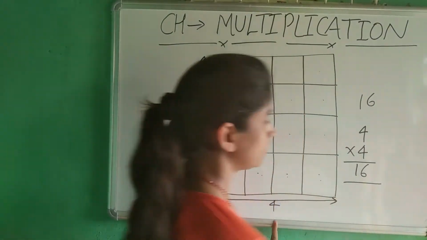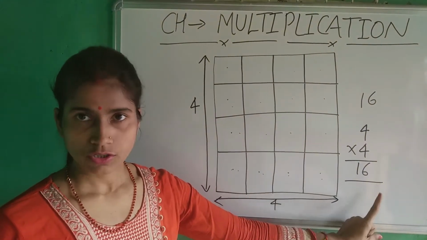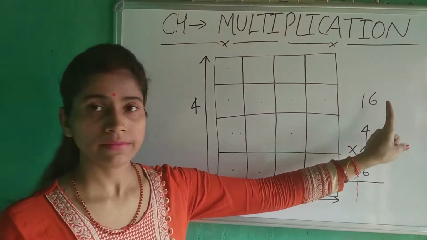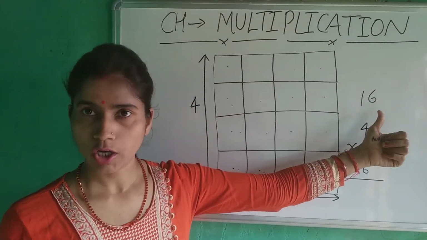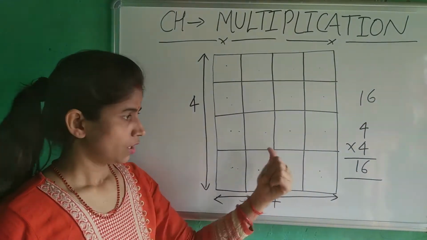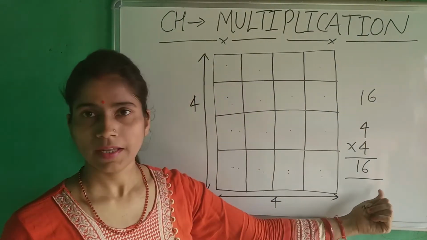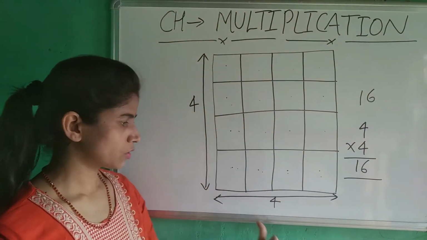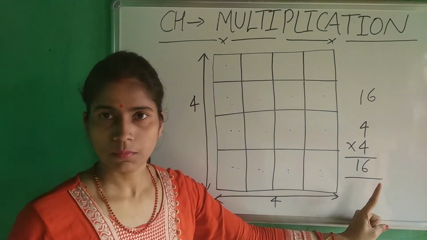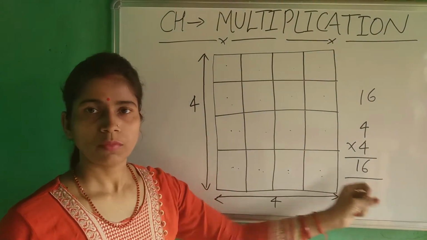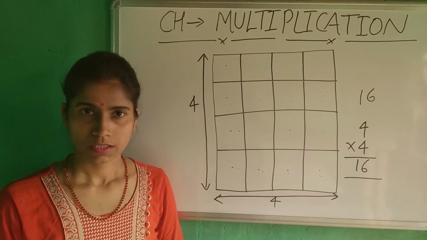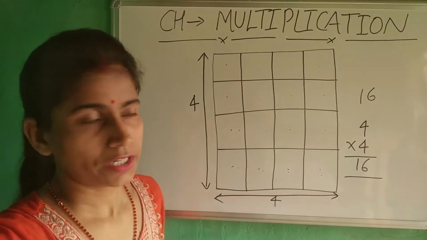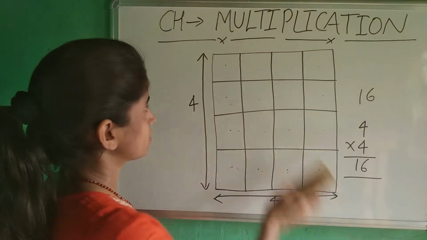Again you are getting 16, and this is your answer, as we have calculated by counting. There are 16 blocks in this board, and when you have multiplied 4 by 4 in row and column, you are getting the same number. Okay, so multiplication will reduce your calculation. So it's your introduction for multiplication. Now let's start your topic.